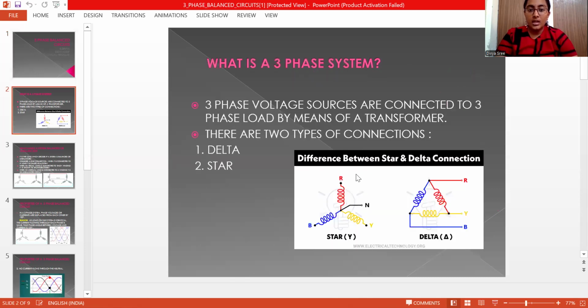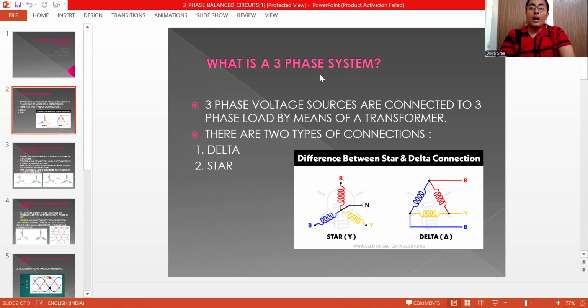Now, in this, we can see a star connection. There are three phases in this: R, Y, and B. When each winding or each phase is connected to a load, this system is known as a three-phase system. Now, there are two types of connections, star and delta.